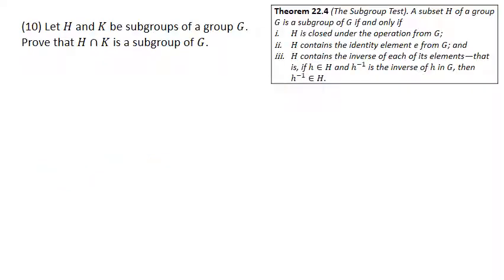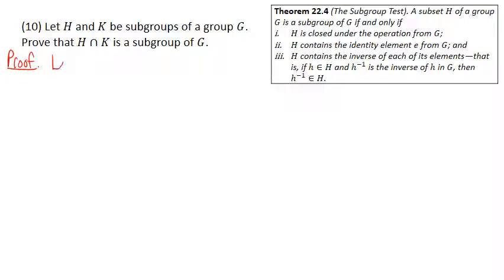Okay, so first of all, number 10: let H and K be subgroups of a group G. Prove that H intersect K is a subgroup of G. Here by the intersection, we just mean the same thing as we usually mean by the intersection. In other words, this is all the elements that are in both H and K. Okay, so let's go ahead and try this.